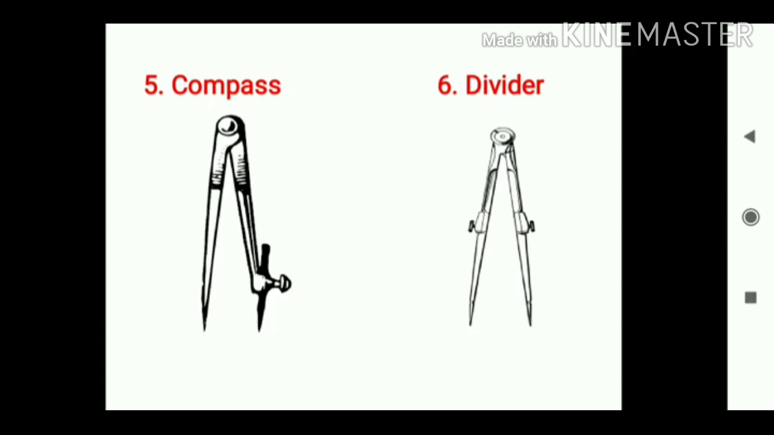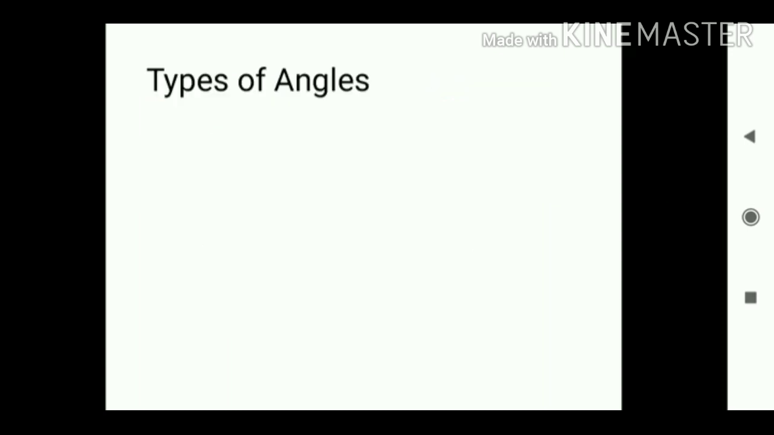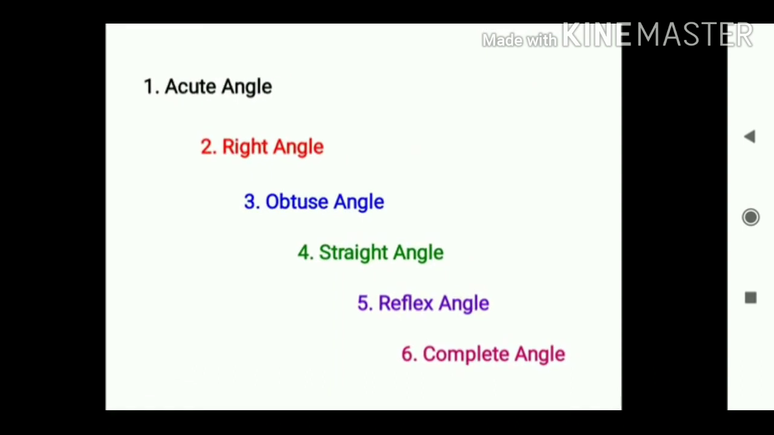Now let us know what the different types of angles are and how we can identify a given angle based on its measurement. So there are six major types of angles based on their value. The first one is acute angle. The second one is right angle. Third, obtuse angle. Fourth one is straight angle. Fifth, reflex angle. And sixth is complete angle.